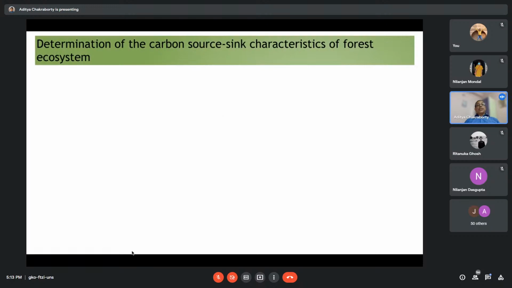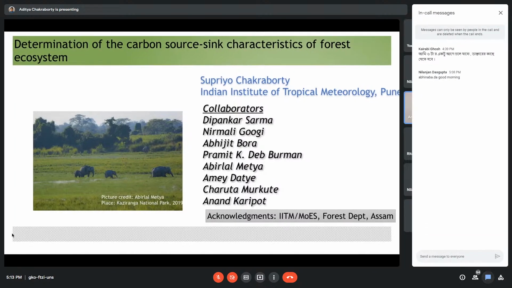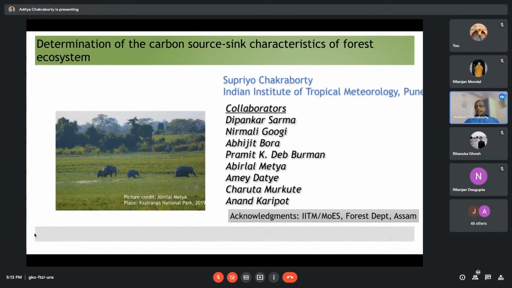So the title of my talk is Determination of the Carbon Sourcing Characteristics of Forest Ecosystems in general, and then I will specifically talk about the Kaziranga forest. These are my collaborators, who are also actively involved in this project. And this is one of the forests, and these pictures were taken during a field trip in 2019, which shows that Kaziranga forest is very rich in biodiversity. It has various kinds of animals like rhinos and elephants and even Royal Bengal tigers and many more.